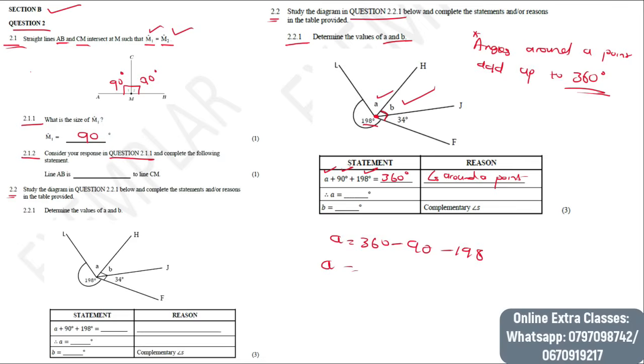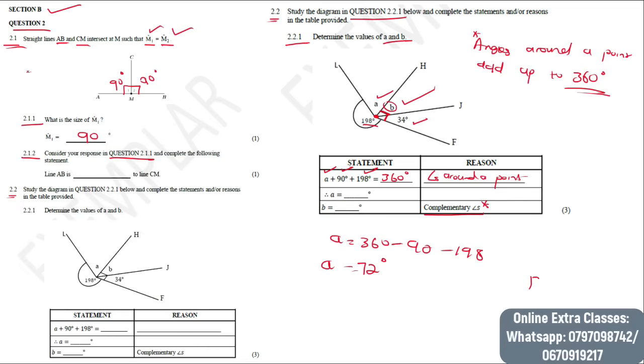This will give us 72. So this basically means that angle A is equal to 72 degrees, right? And then now we are told that B is equal to, and these are complementary. The reason is complementary angles. So we know, guys, that complementary angles are two angles that when we add them up, they give us 90 degrees. So we know that this angle here is 90 degrees. So we know this side, which is 34, meaning that we can find our B.